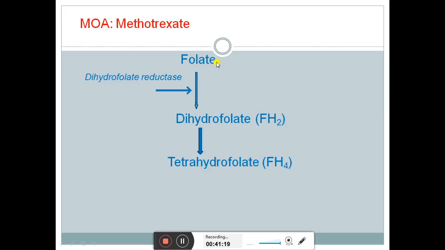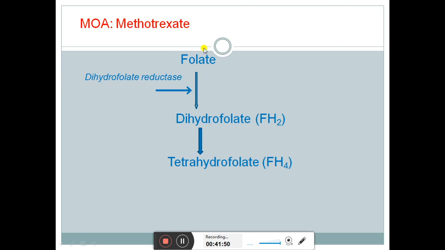So next, what is the mechanism of action of this folate antimetabolite, that is methotrexate? Folate or folic acid is converted into dihydrofolate, which is then converted into tetrahydrofolate. So this is the enzyme required, that is dihydrofolate reductase, for the conversion of folic acid into dihydrofolate, right?